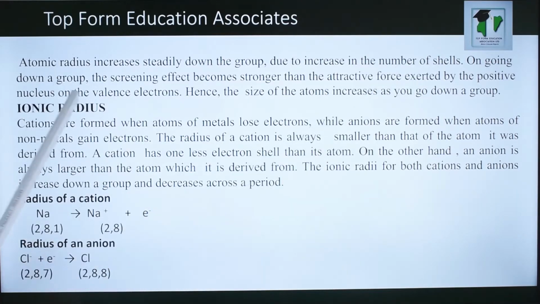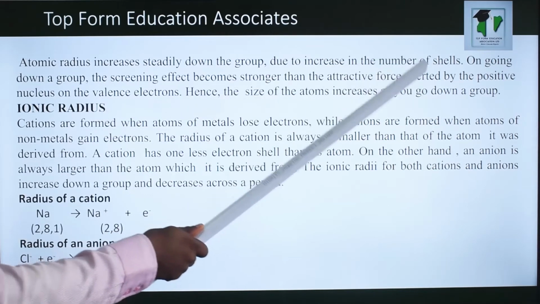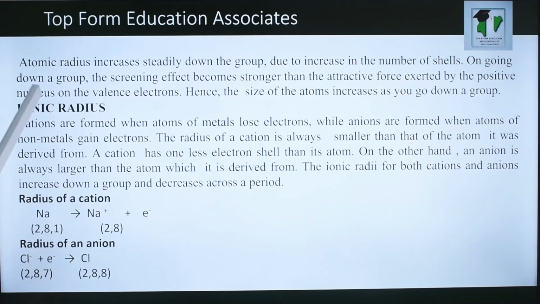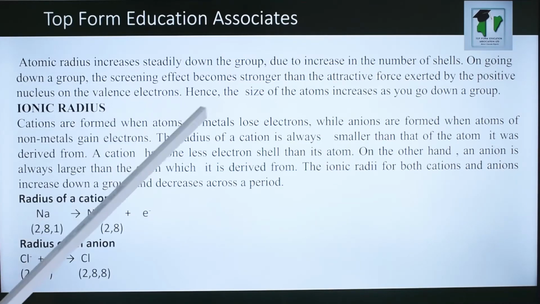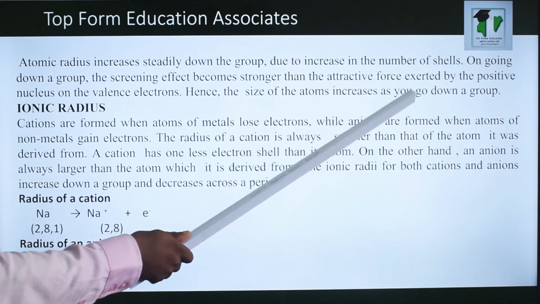On going down a group, the screening effect becomes stronger than the attractive force exerted by the positive nucleus on the valence electrons. Hence, the size of the atoms increases as you go down a group.